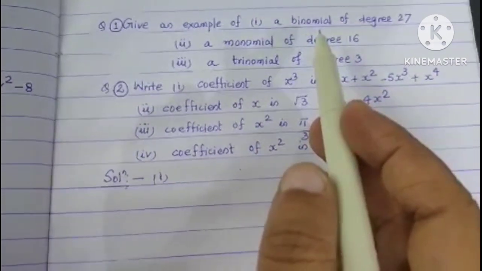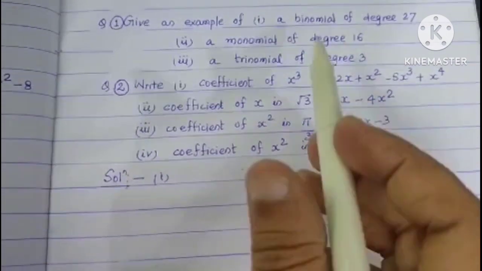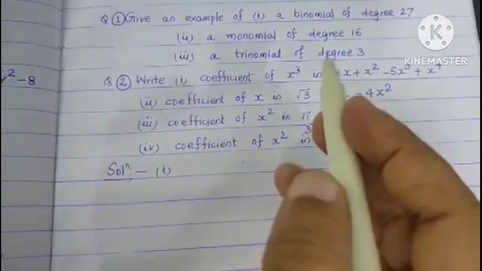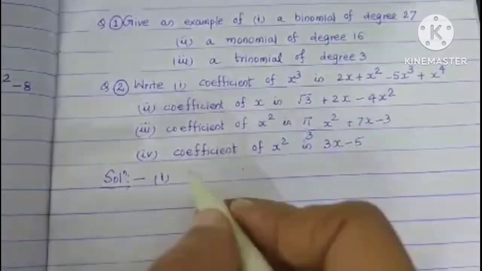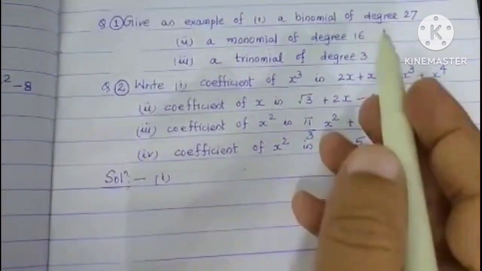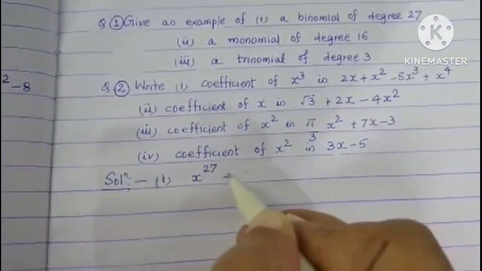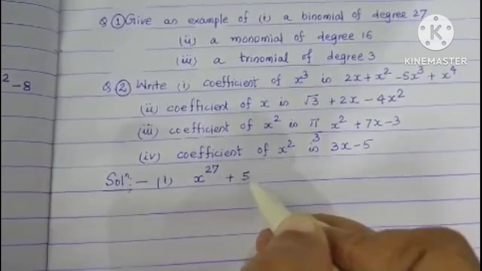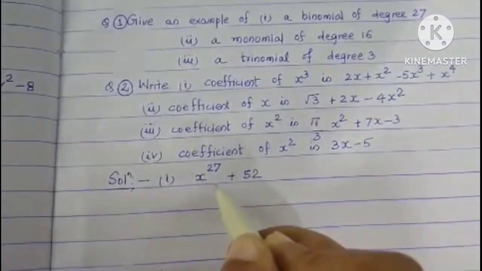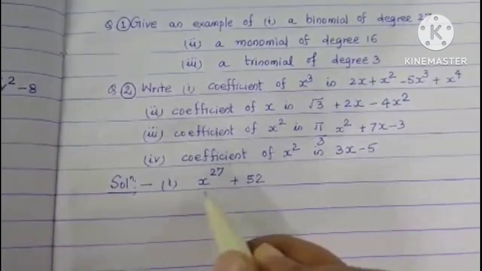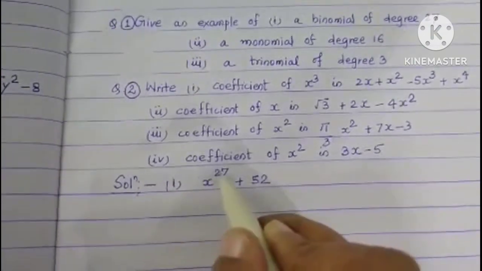A binomial is a polynomial having two terms. So the number of terms will be 2, and having degree 27. So you can write like this: x to the power 27 plus, you can write anything, plus 52. So this will be a binomial, two terms, binomial of degree 27.